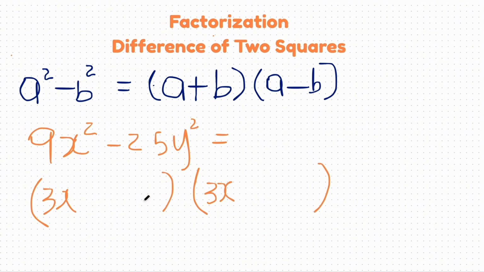Then we put down our signs. Remember, it doesn't matter the order. We could put minus here, plus here. We just need to have one of both. Then we find the square root of 25y squared, which would be 5y. We also put it over here, and this would be correct. I'm going to increase the difficulty level a bit, but we still follow the same rule.